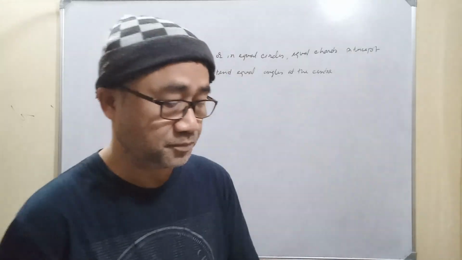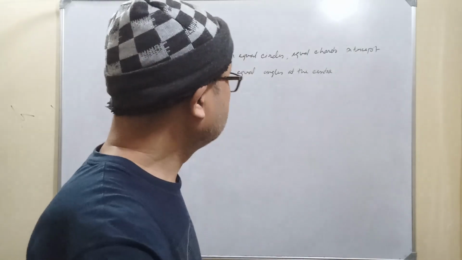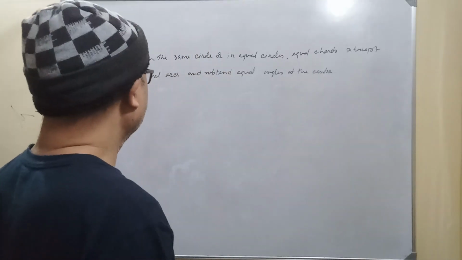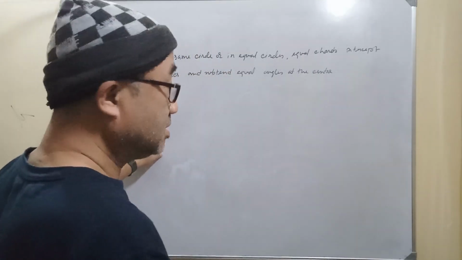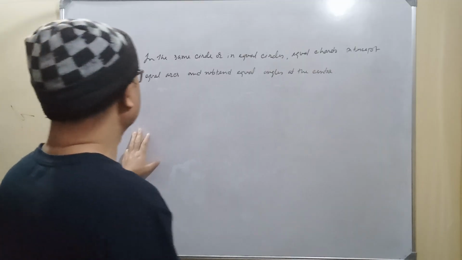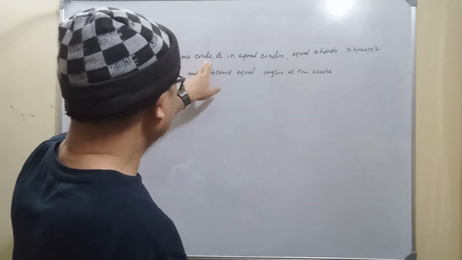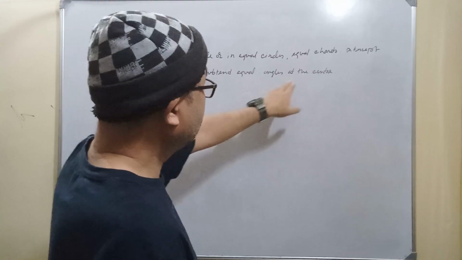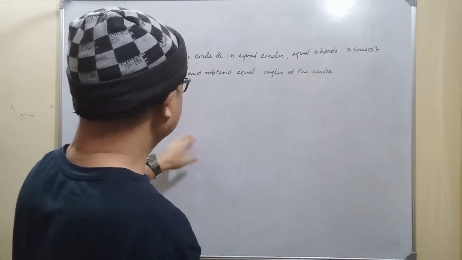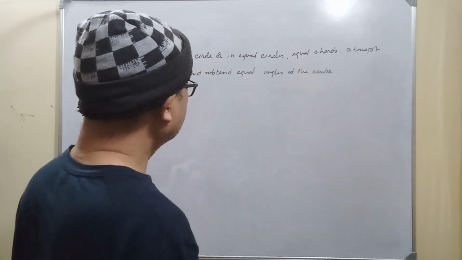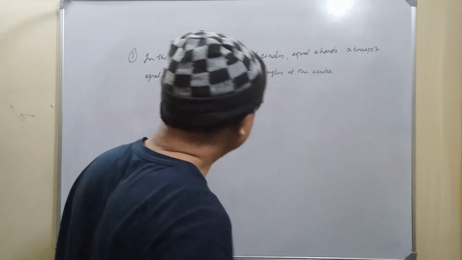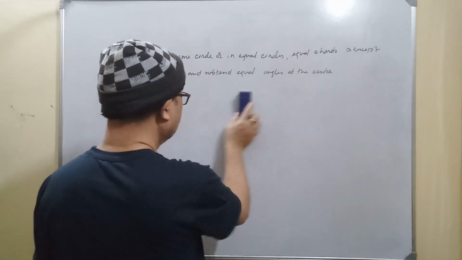Okay, so let us start with a property. In the same circle or in equal circles, equal chords intercept equal arcs and subtend equal angles at the center. What does that mean?